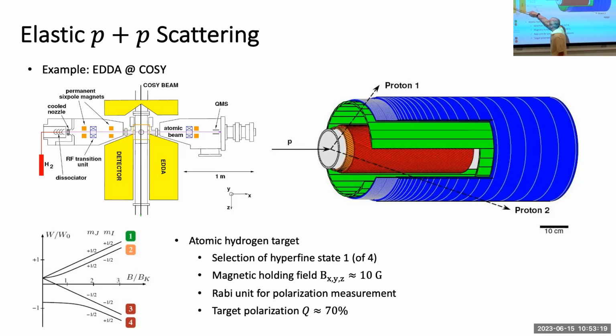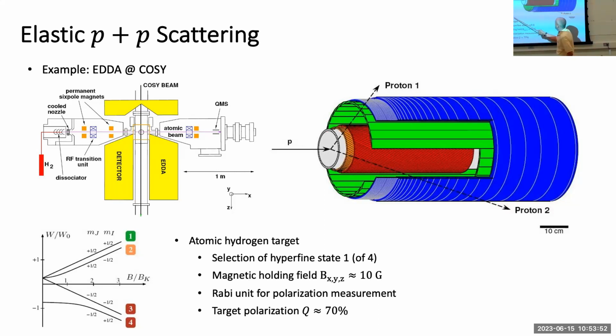So we have essentially an H2 bottle here that's dissociated, with a cooled nozzle to have a nicely focused beam. And then we have a magnet here that does step one. We have the RF transition that does step two. And then we have another magnet that does step three. And we have a nicely polarized proton in here. And then all we need in the interaction region is a magnetic holding field that allows us to define the direction of our polarized target.